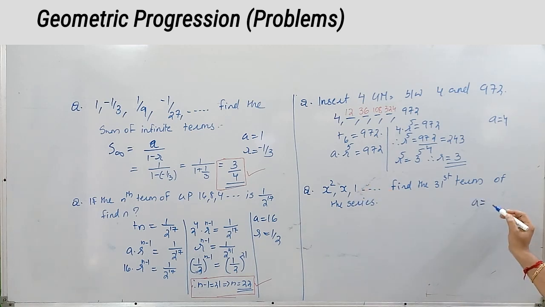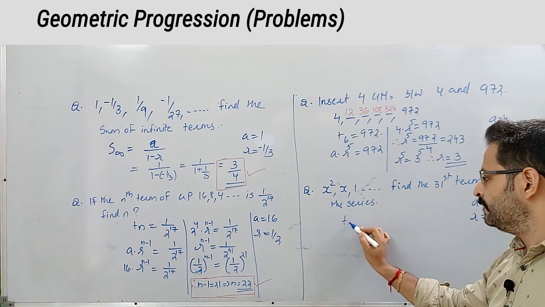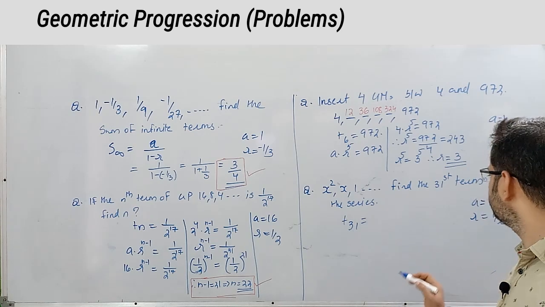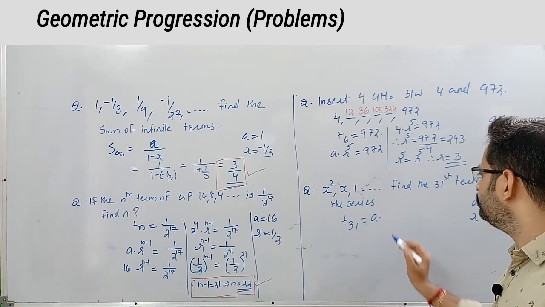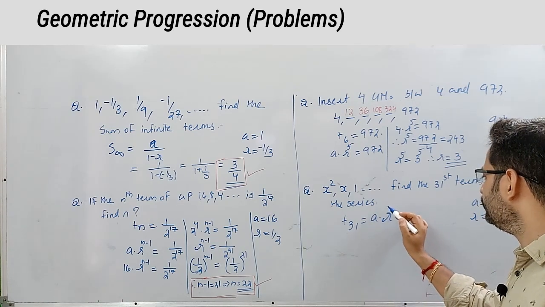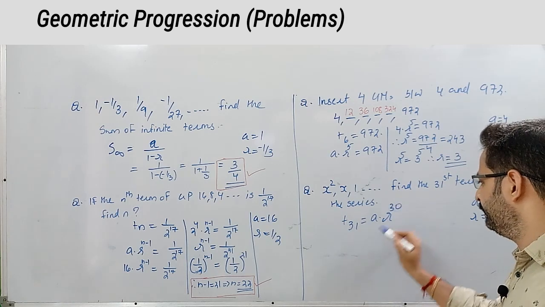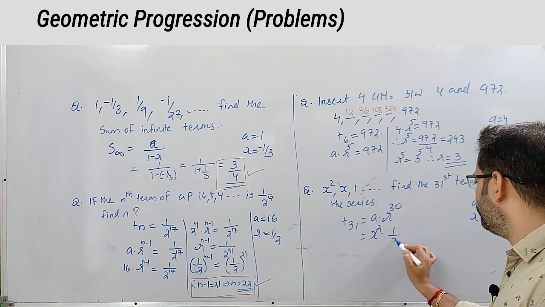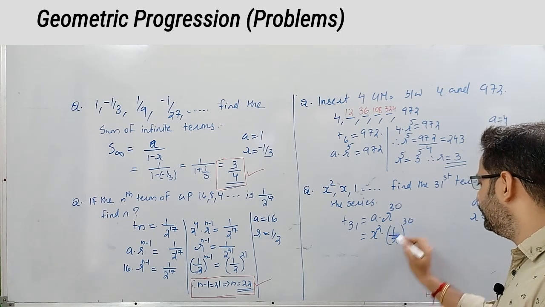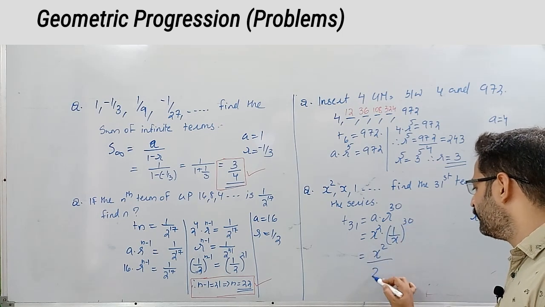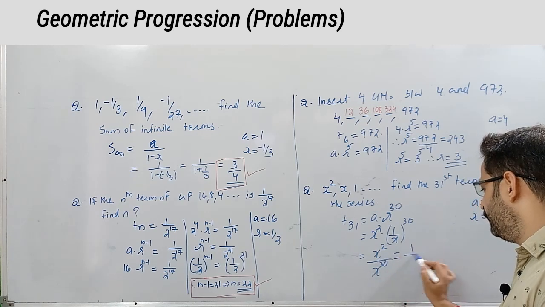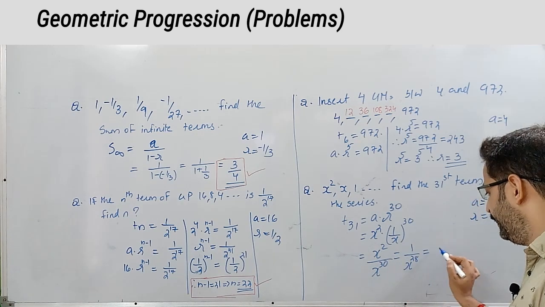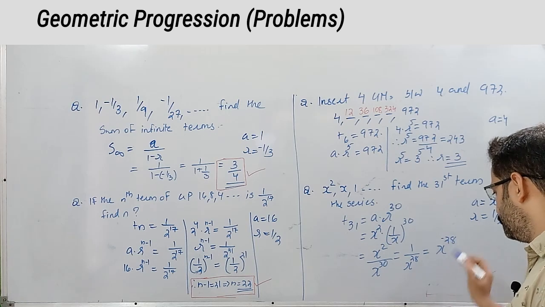The first term A is equal to x square and R is equal to 1 by x. T31, the 31st term, is equal to A into R raised to 31 minus 1, that means 30. We know that A is equal to x square, R is equal to 1 by x, the whole raised to 30. That means x square divided by x raised to 30. The answer will be 1 by x raised to 28, or it can be written as x raised to minus 28.